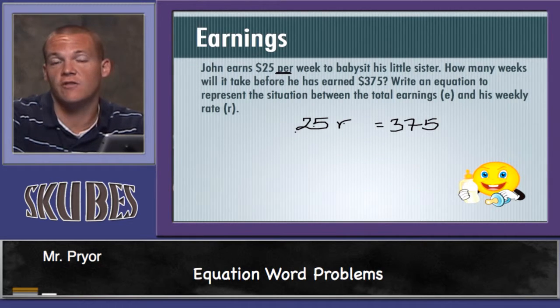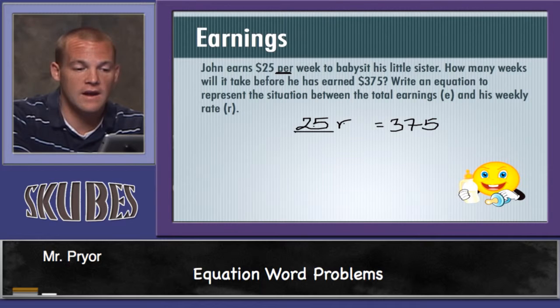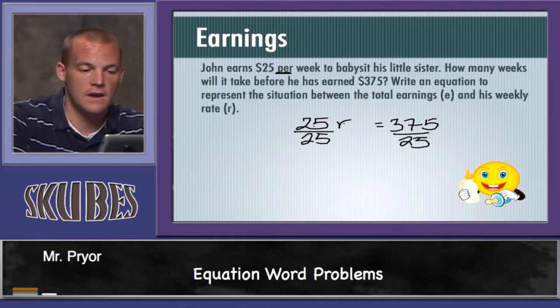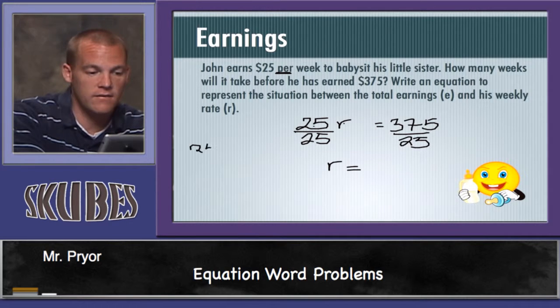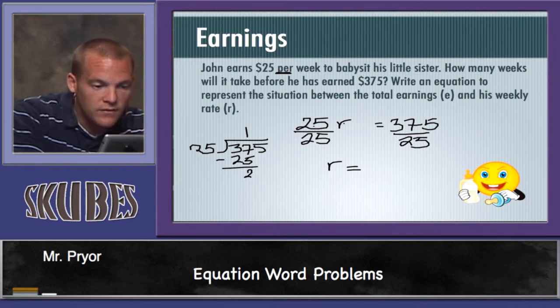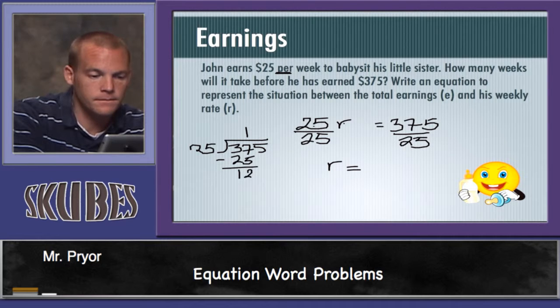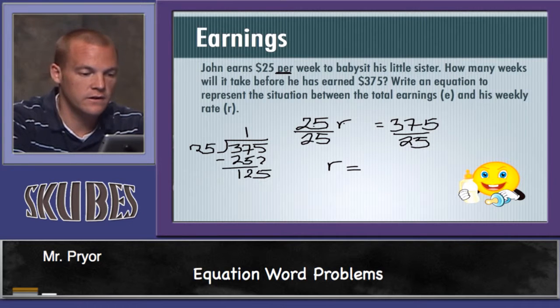25 times R is actually multiplication. So we're going to divide 25 to both sides. And we see then, once we do the division, we will get our value, or how long it takes. So in this case, 25 into 375. 25 goes into 37 once. We subtract there and we get 7 minus 5 is 2, 3 minus 2 is 1, and we can bring down our 5.